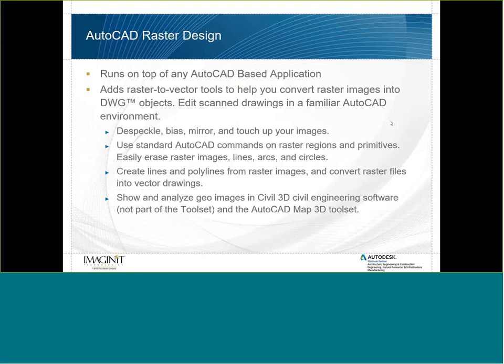So you have some of the standard things that are in programs that you would normally edit images with, such as despeckle, bias, mirror, touch up your images. You use standard AutoCAD commands on raster regions and raster primitives. You can easily erase raster images, lines, arcs, and circles. You can create lines and polylines from the raster images and convert raster files into vector drawings. And then you can show and analyze geo images in Civil 3D engineering software, which is not part of the tool set, and in the Map 3D tool set. So if you do have geo images or geo TIFFs, things like that, you can use raster design to make those edits and put them back in.